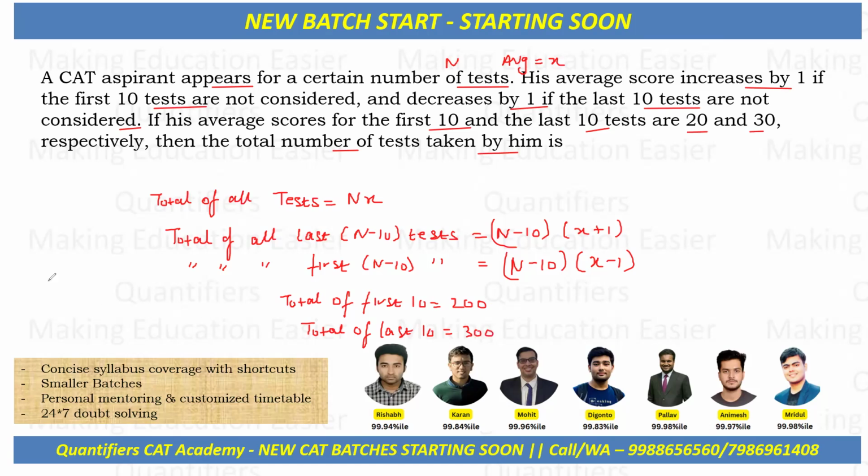Now let's make the equation, students. The total of all tests is n into x. If I subtract the total of the first 10 tests, which I know is 200, this will give us the total of the last n minus 10 tests, which I know is n minus 10 into x plus 1. So n x minus 200 equals n minus 10 into x plus 1.